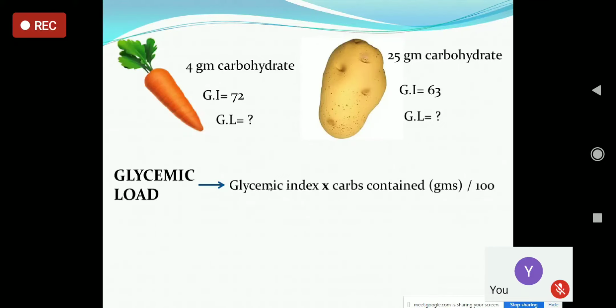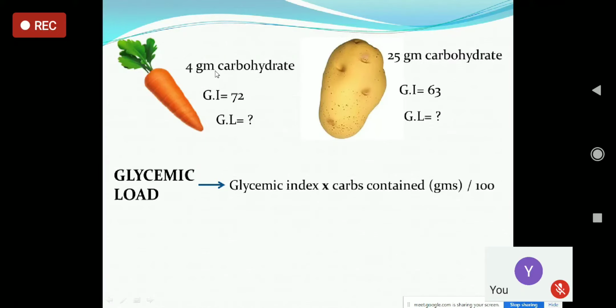The term glycemic index only makes sense if we consider another term, glycemic load. For example, let's take this carrot. The glycemic index of carrot is 72, meaning the blood glucose rises quickly and falls quickly, compared to potatoes, whose glycemic index is 63, lower than the carrots. But the amount of carbohydrates contained in carrot is very low. An average sized carrot contains only about 4 gram of carbohydrates.